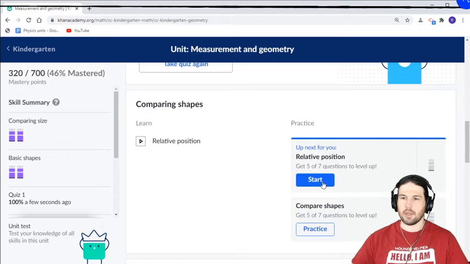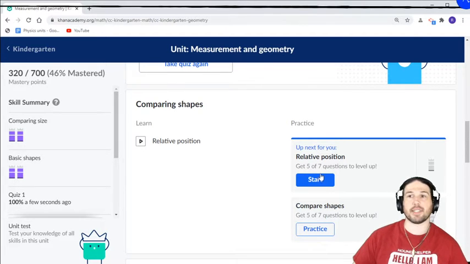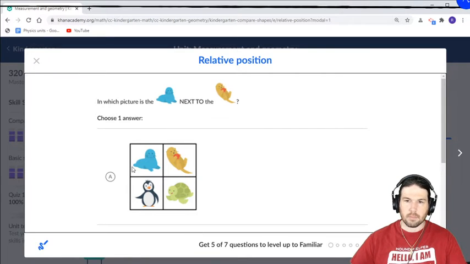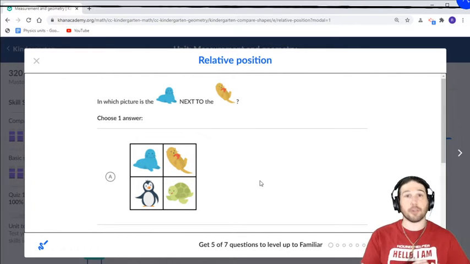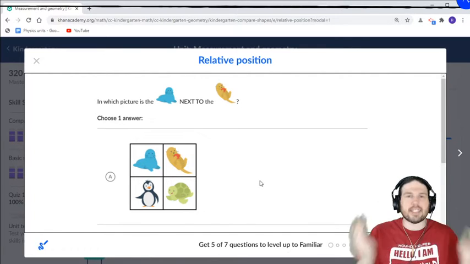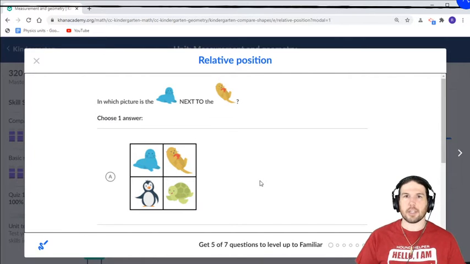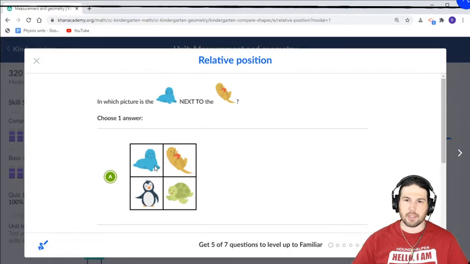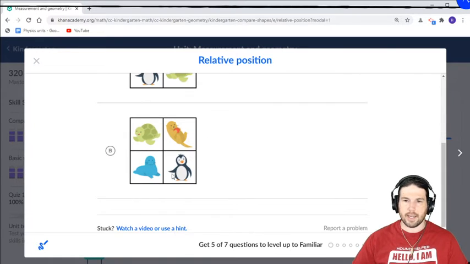Comparing shapes. All right, so now we're talking about relative position as promised. In which picture is the seal next to the otter? Next to means either to the left of or to the right of. And again, this seems like the kind of thing you would expect in an English class. What does next to mean? But it's important in math because we need this language to be able to do math problems. So I see that there is a picture here where the seal is next to the otter, and it looks like that's the only one.